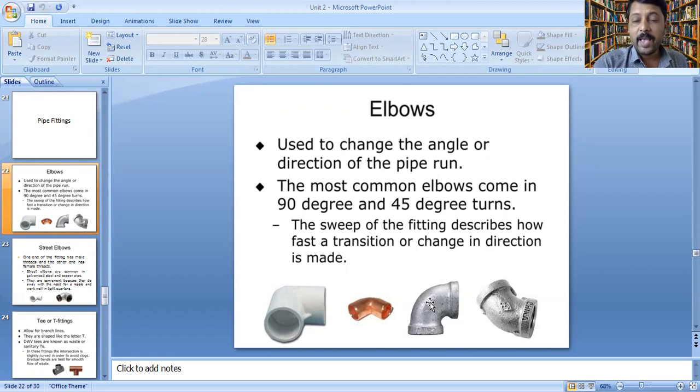So this sweep angle, if it is 90 degrees, then in some cases we cannot go beyond 90 degrees. It depends on the viscosity and other properties of the fluid that we are transferring. So generally, we don't go below 45 degrees for this pipe joint. And these are called elbow joints.